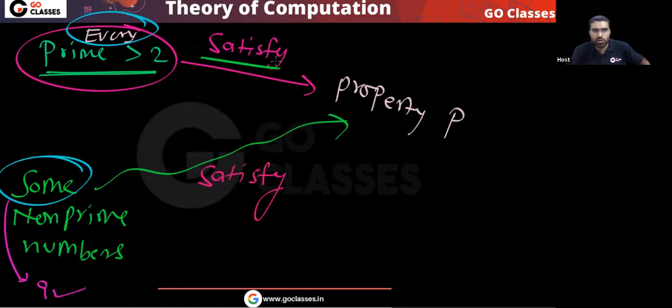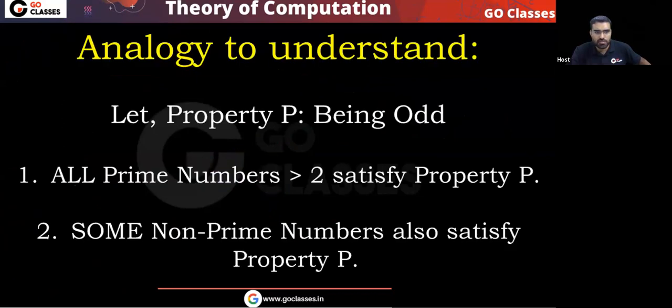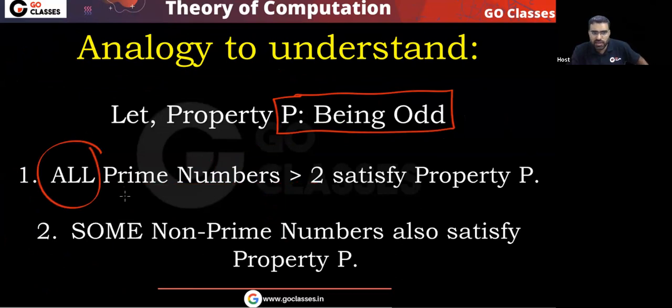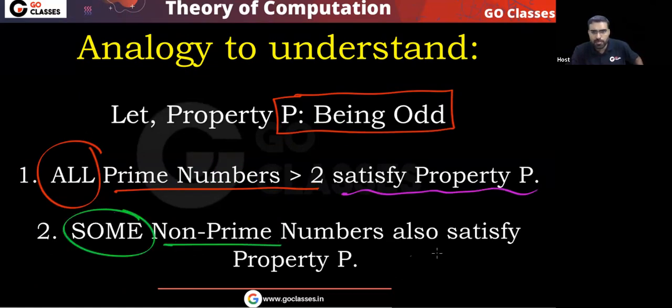And here you can notice that every prime number greater than 2 will satisfy property P. So far, is it clear? This is your property, being odd. Whatever prime number you take greater than 2 will definitely satisfy it. But you can notice some non-prime numbers will also satisfy. These words are very important: some, all. So please tell me, is this clear so far?